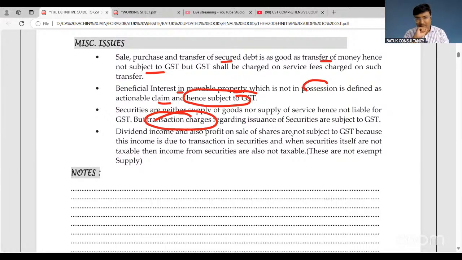And in that global report, multiple transaction charges are levied by the specific agent or the dealer, or you can say broker. In that case, they are charging GST on those transaction charges, but no GST on the transaction of money.